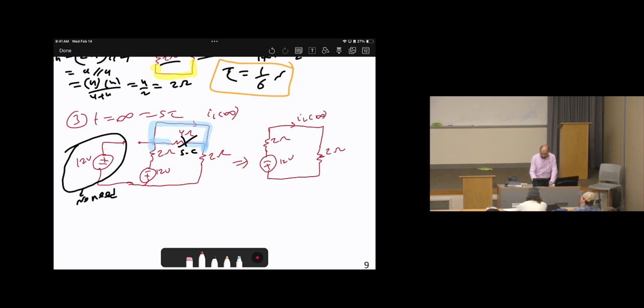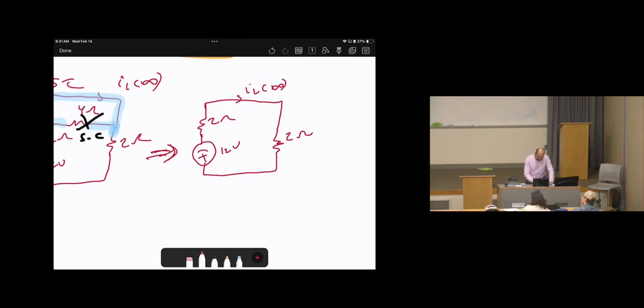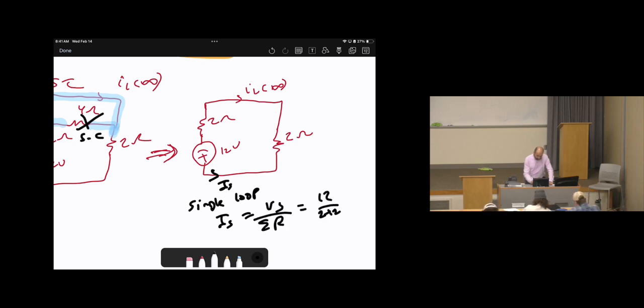So is this clear how we moved from this circuit to this one? Any question? How to calculate the currents for the new circuit? What do you think? Since it's a single loop, I source will be V source over the sum of the resistors, which is 12 over 2 plus 2, 12 over 4, which will make it 3 amperes.